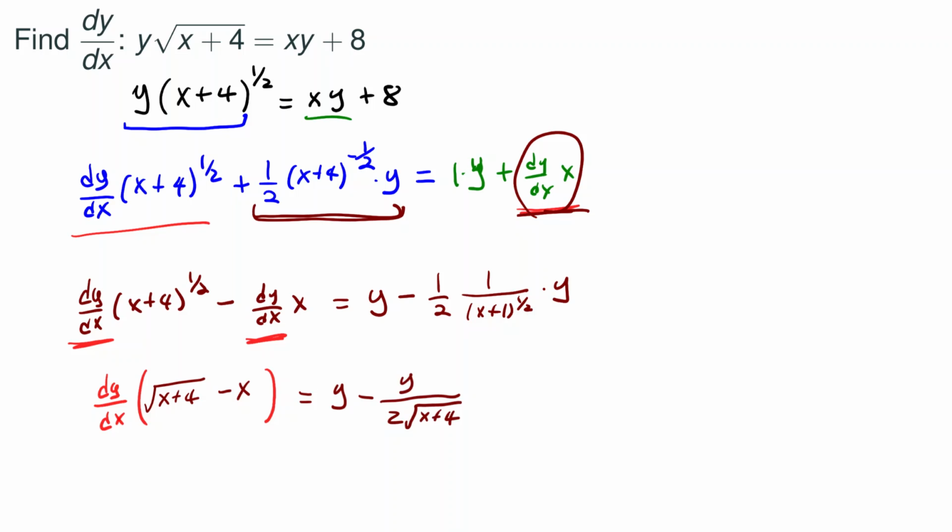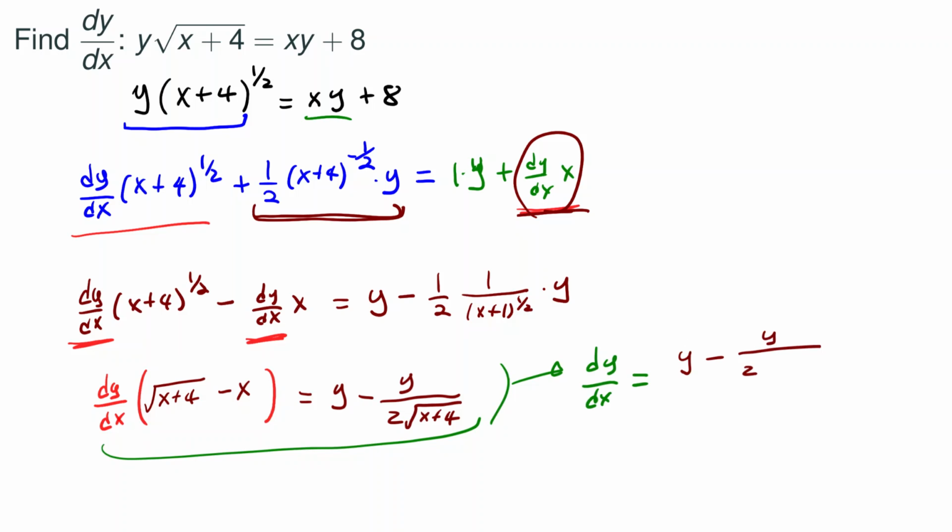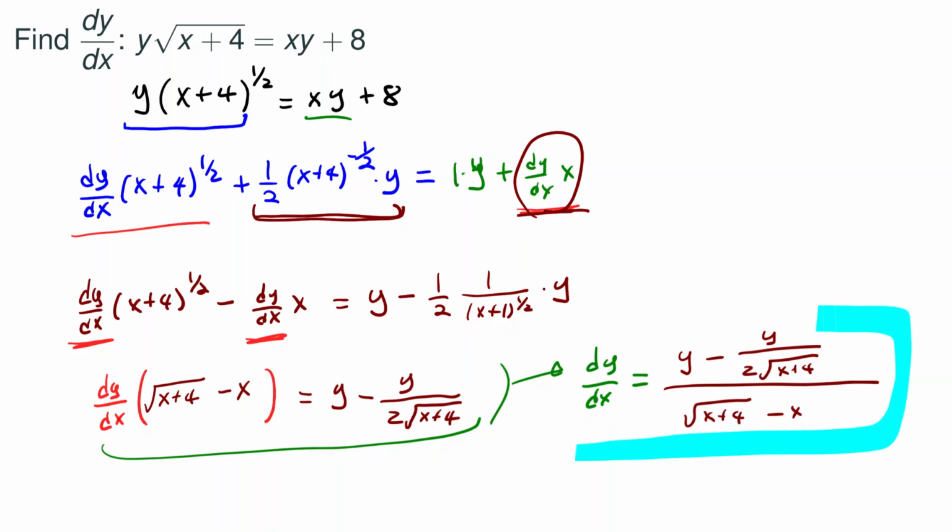So for the final answer, we need to divide both sides by this, so we can isolate dy/dx. So let me write the final answer here. So from here, dy/dx equals y minus y over 2 times the square root of (x plus 4), this entire thing is the numerator, divided by the square root of (x plus 4) minus x. So this right here is the derivative of y with respect to x.